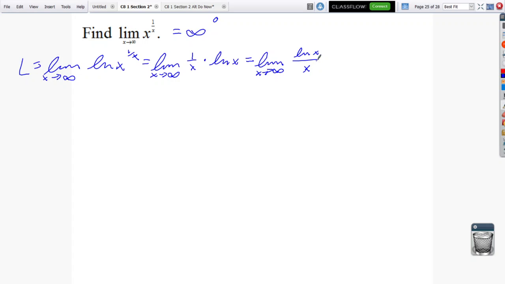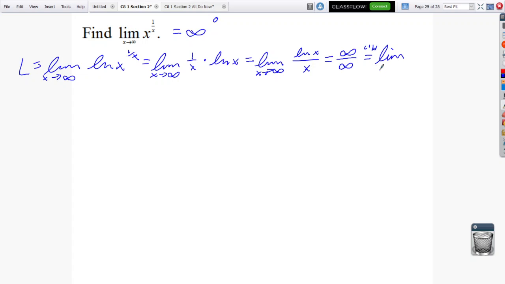Now recognize when I have the limit as x approaches infinity, the natural log of infinity is still infinity. It's a really slow infinity, but it's still an infinity, over infinity. So I can see that I'm in fractional indeterminate form. I know that I'm going to L'Hopital it up.